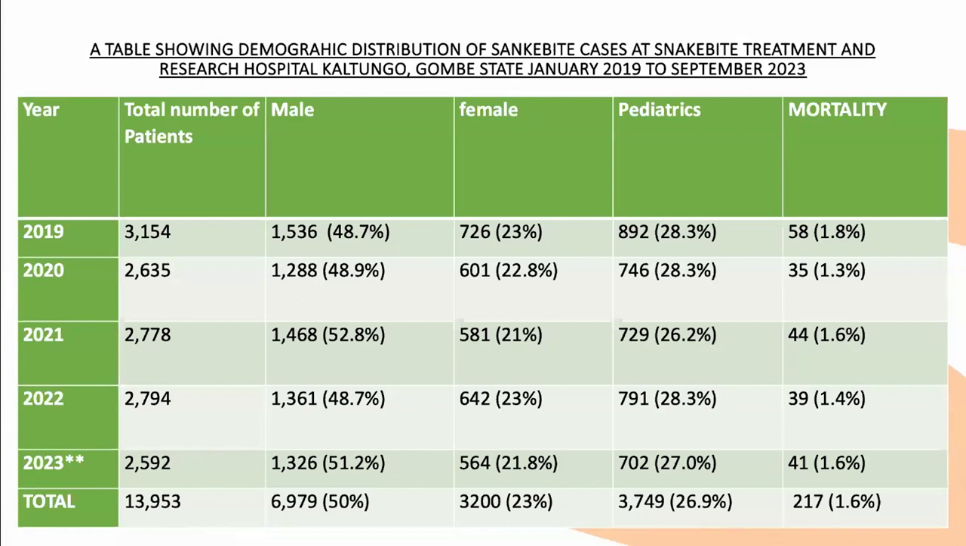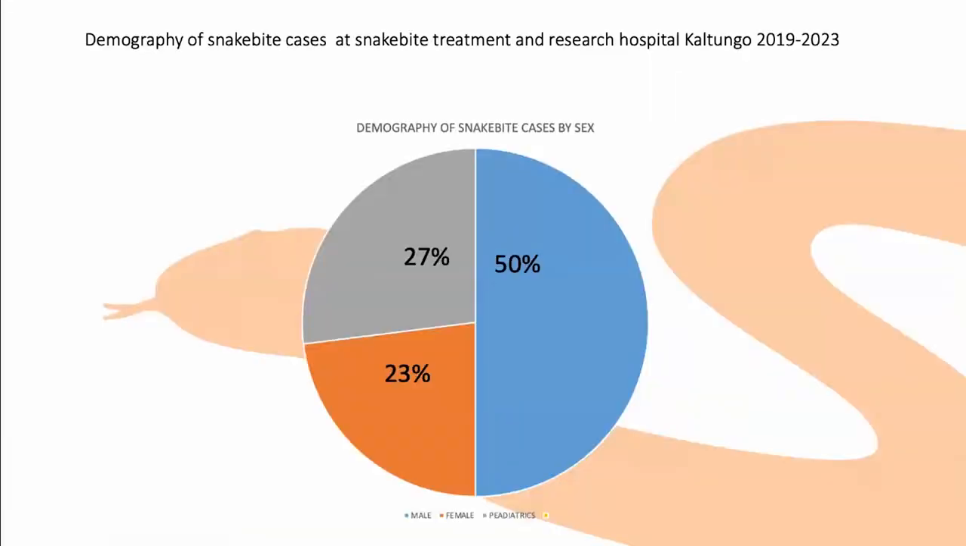In 2022, we admitted 2,790. And then the percentage is, as we can see, as projected. Please, next slide. The total number of patients we admitted in these 5 years is about 13,000 patients. You could also see from the pie chart here that apart from the males, the children are also part of the people that constituted a large number of the victims.